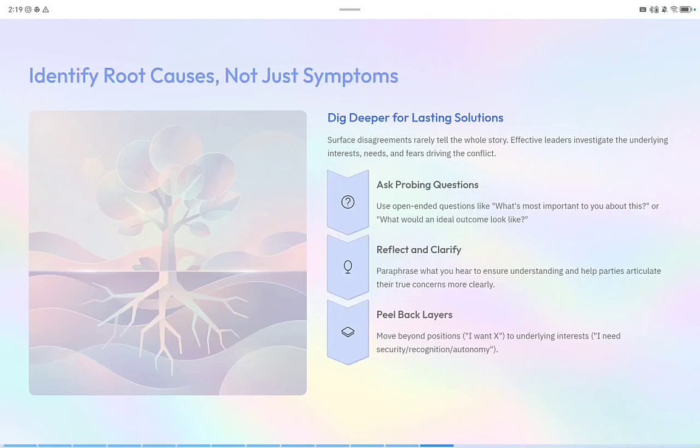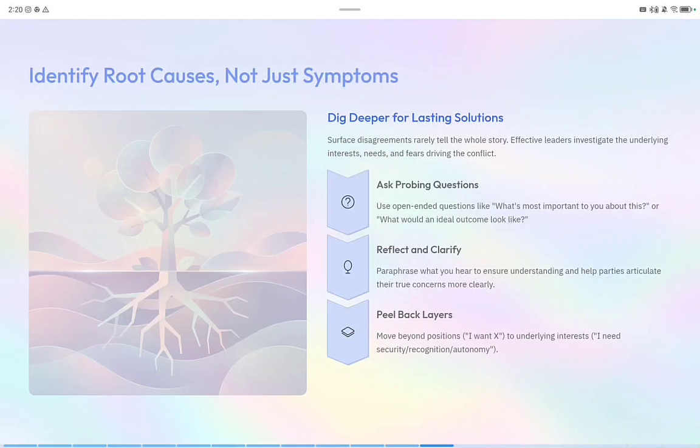So, ask a probing question. Use open ended questions like, what's most important for you about this? Or what would an ideal outcome look like? Right? Help people reflect and answer those questions. Then, based on the answers they say, if something is not very clearly understood by you, help yourself clarify it. Ask them questions that will clarify their stance. So paraphrase what you hear to ensure understanding and help parties articulate their true concern more clearly.